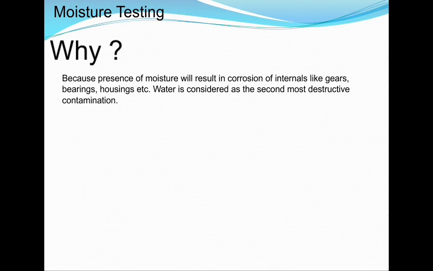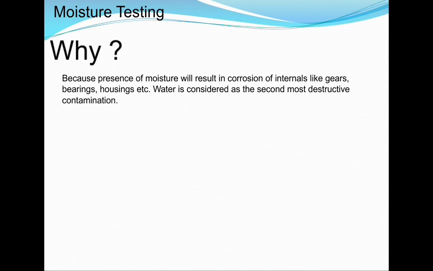Because after particle contamination, the second most destructive contamination is water, because moisture will result in corrosion in the internal parts of the gears or any equipment where the lubricant is used. If the moisture content in the lubricant oil is high, there is a chance of corrosion of internal equipment like bearings, gears, and housing also. So you see why it is important: presence of moisture will result in corrosion of internals like gears, bearings, housing, etc. It is considered the second most destructive contamination after the first one, which is particle matter.